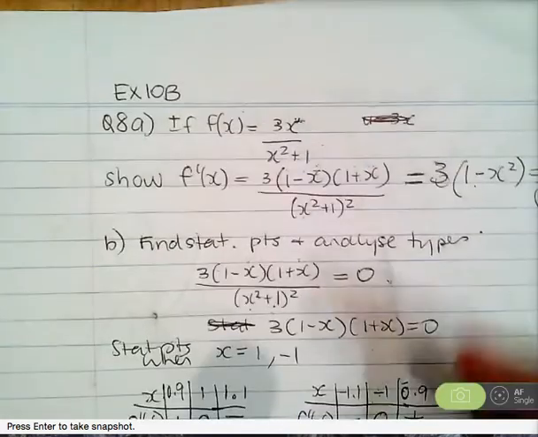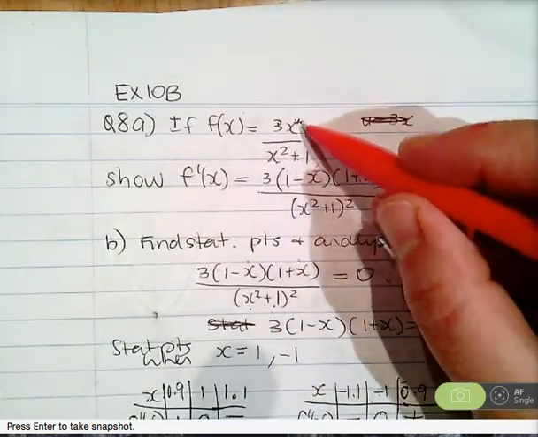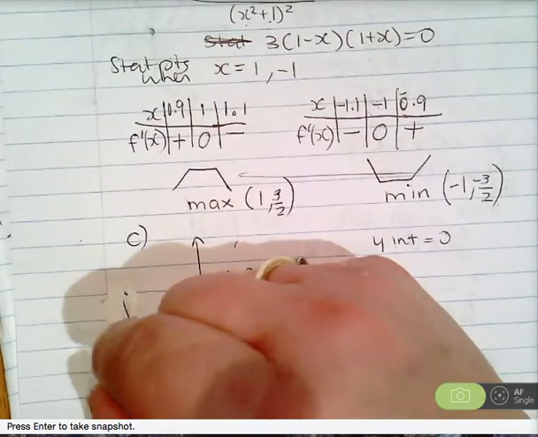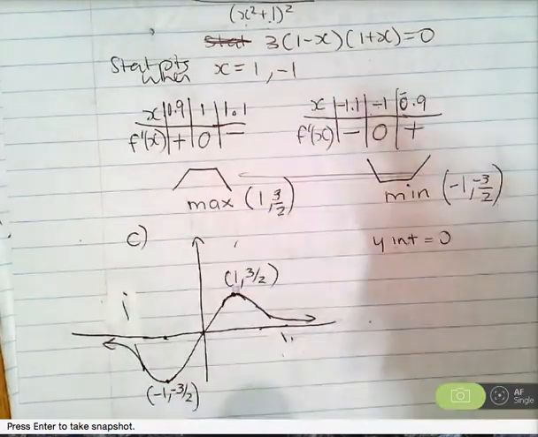And you can do the same thing here when x is, say, negative 10. You get negative 30 over, like, negative 99. That's a very small fraction as well. So what happens is the curve actually looks like that.